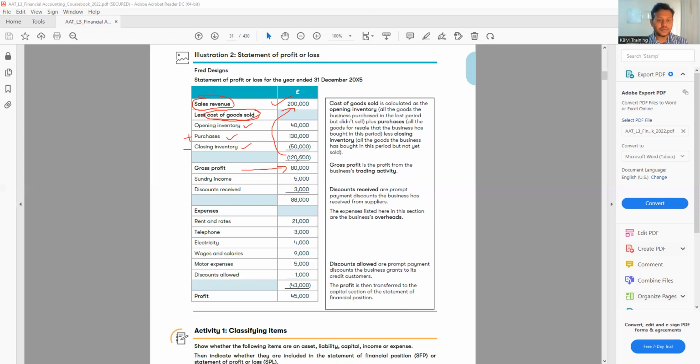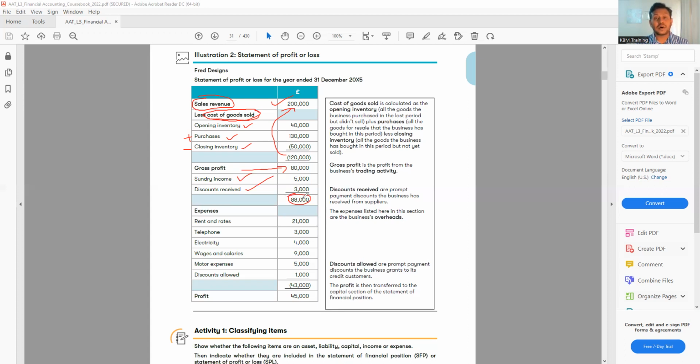To the gross profit, we add any other income that is not from trading, not from the business. For example, sundry income. Sundry means income that comes from a different source. Then we have discount received. Any sort of income that is not from trading, we record here after the gross profit. And that will give us the total income or total profit.